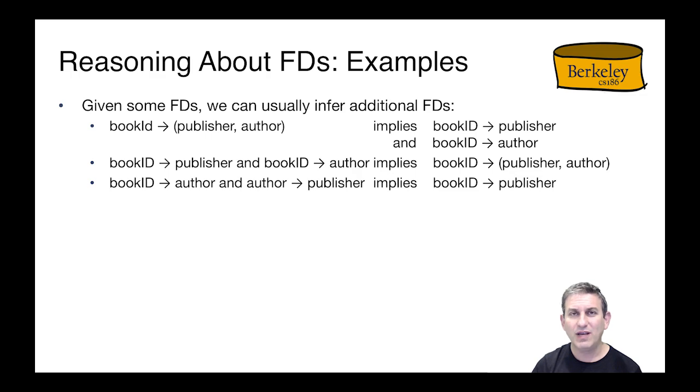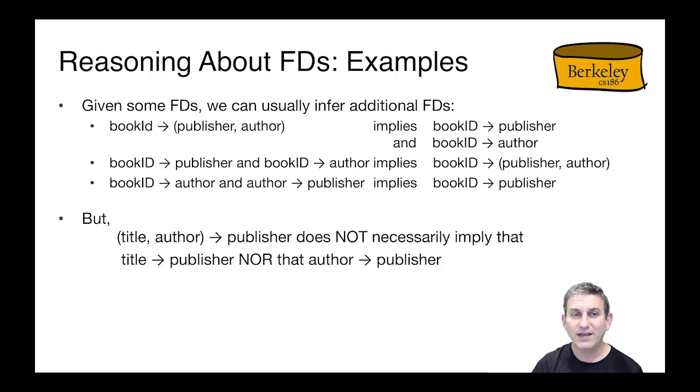If we know that book ID determines the pair publisher and author, then we know for sure that book ID determines them individually. It determines publisher and it determines author. So those are extra functional dependencies we can write down. Similarly, if we know that book ID determines publisher and book ID determines author, then book ID determines the pair, publisher-author. And so that seems to go both ways. Also, if book ID determines author and author determines publisher, then by transitivity we'd think that book ID determines publisher. So those all make intuitive sense.